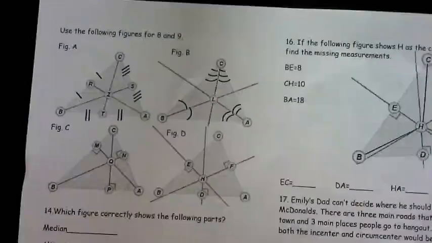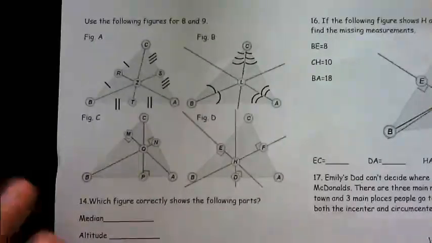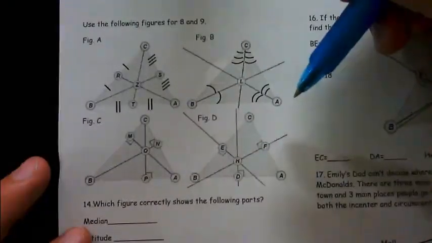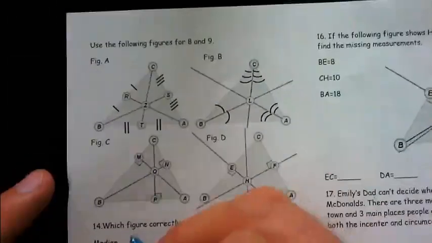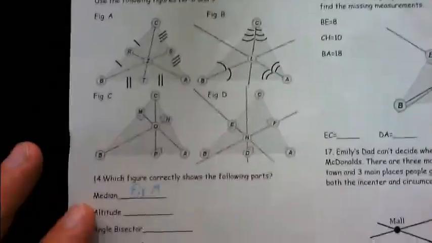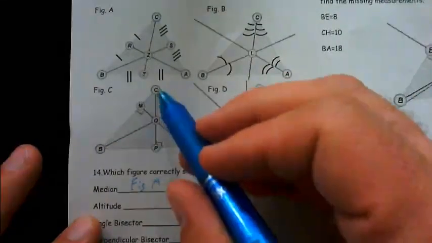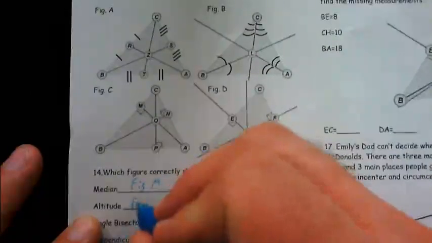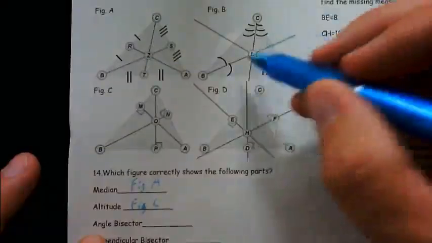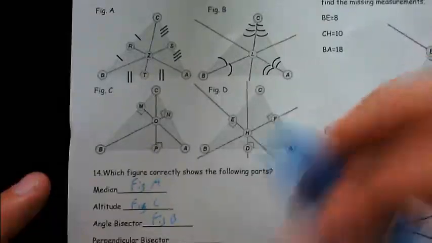Okay, on the back. Which figure correctly shows the following parts? So the medians, if we look at these, the one that shows the medians is going to be figure A. Then we have the altitudes. So from vertex perpendicular to opposite sides, that's figure C. Angle bisectors, that'd be figure B. Perpendicular bisectors, that'd be figure D.